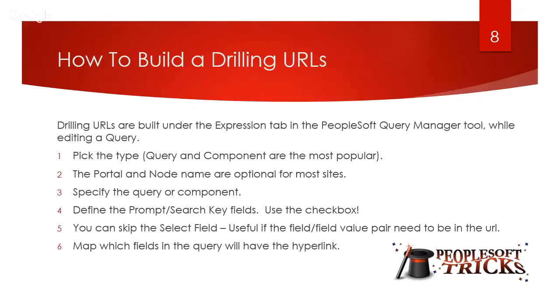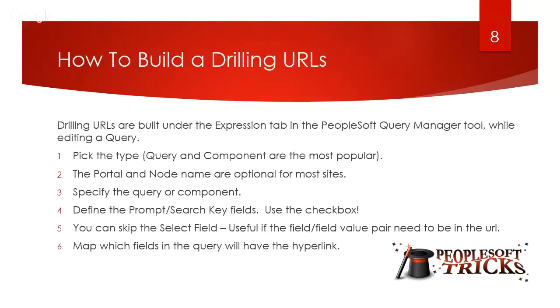You'll need to have a portal and node name. Those are actually optional and will automatically be filled in for you. For most sites, that's probably going to be optional and you don't have to worry about those two. Then you specify which query or component you want the user to be able to run when they click on your link. You'll define some prompt search keys, and we'll look at that. You actually have to use the checkbox when you get in there. That's one of the big things to take away from that.